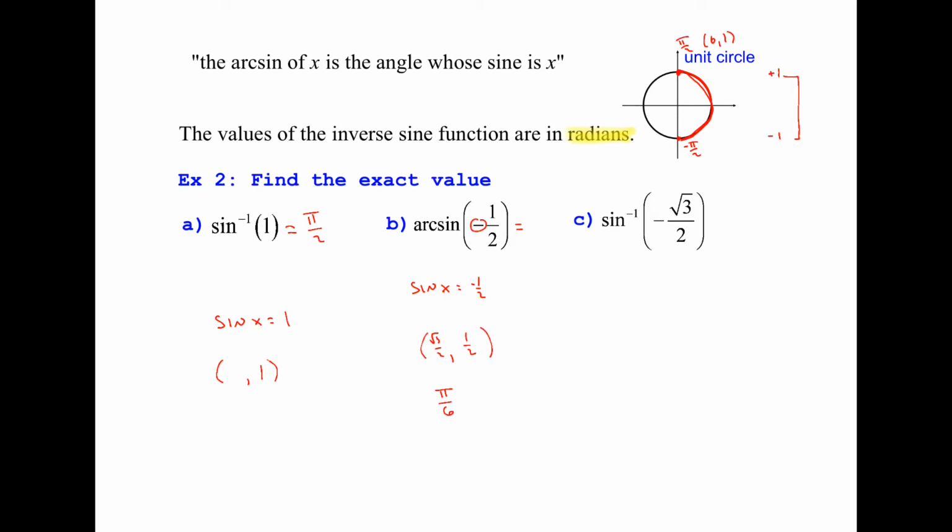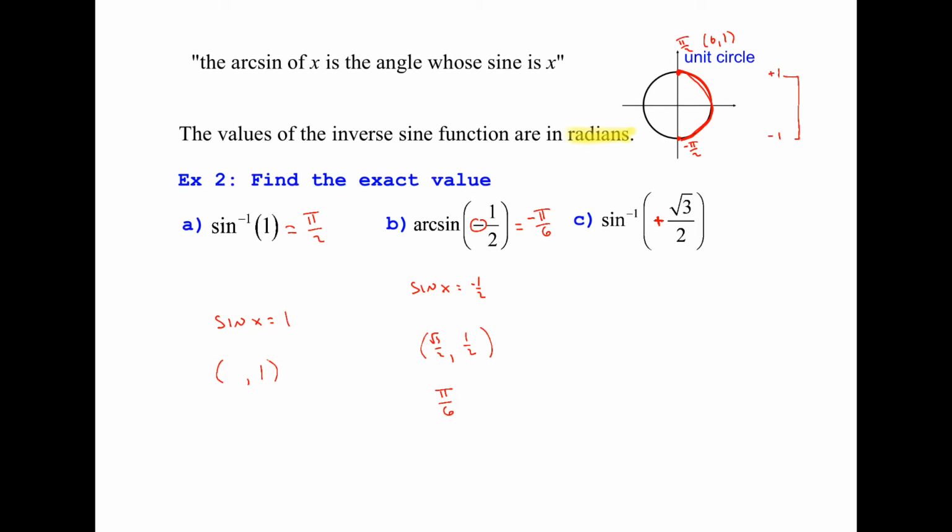But it is a negative 1/2, so that would not be in quadrant 1. That would have to be in quadrant 4, because it's the negative. So this answer would be negative pi over 6. So what is sine of negative pi over 6? Negative 1/2. And then for the third one, I'm going to change this to a positive, so we get a positive in here on this one.